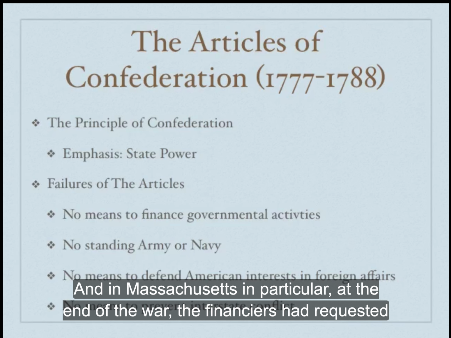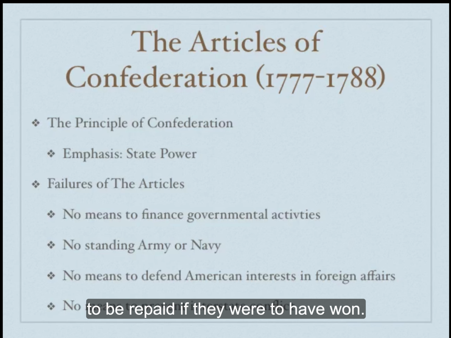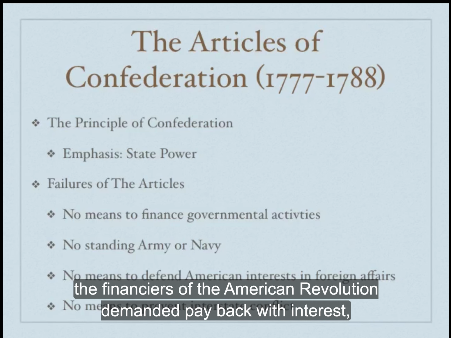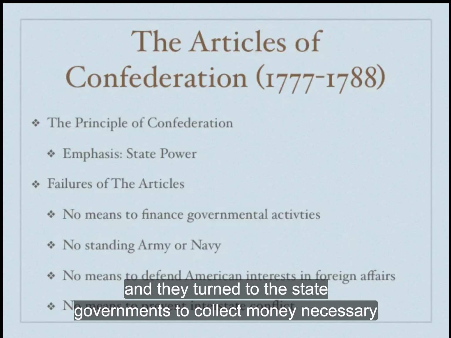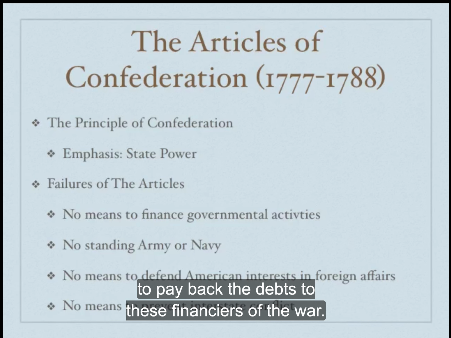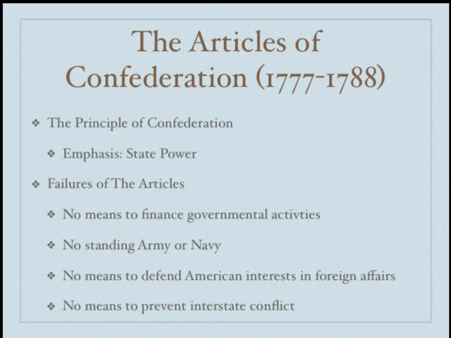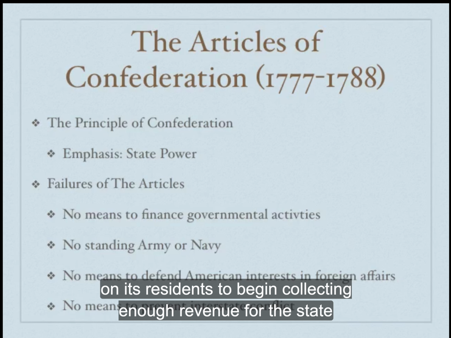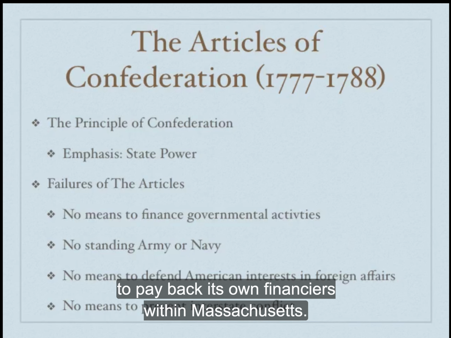And in Massachusetts in particular, at the end of the war, the financiers had requested to be repaid if they were to have won. Well, with the war over and victory seized, the financiers of the American Revolution demanded payback with interest, and they turned to the state governments to collect money necessary to pay back the debts to these financiers of the war. In Massachusetts, the government there decided to begin raising state property taxes on its residents to begin collecting enough revenue for the state to pay back its own financiers within Massachusetts.